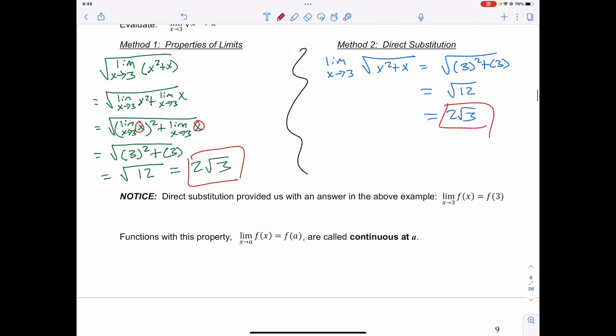We can see that direct substitution provides us with an answer in the above example. Functions with this property, the limit as x approaches a of f of x is equal to f of a, are called continuous at a, which means that the function would not have a point of discontinuity where this limit occurs.